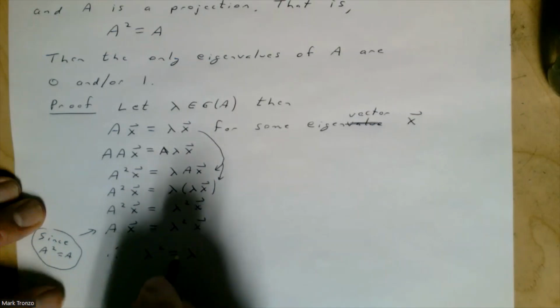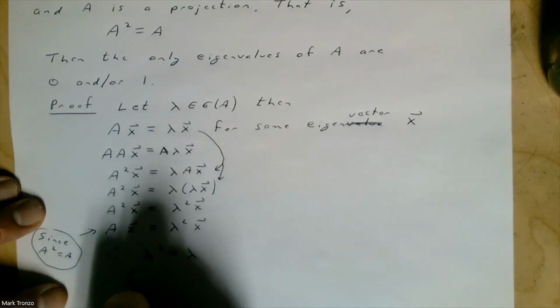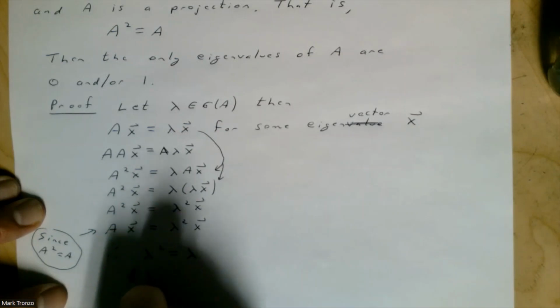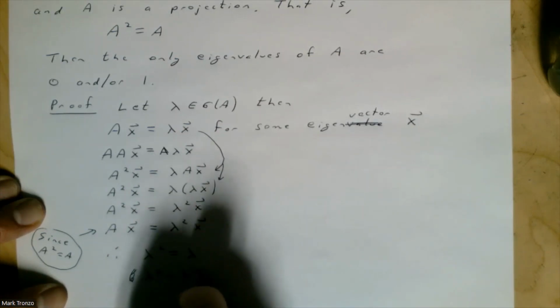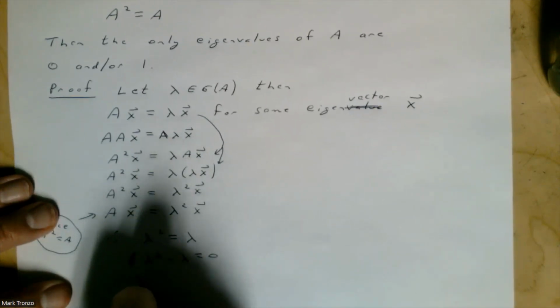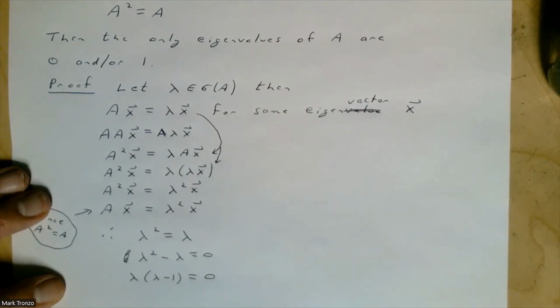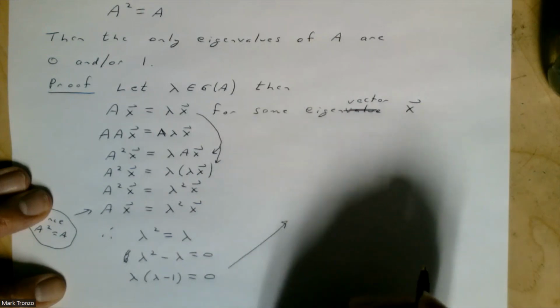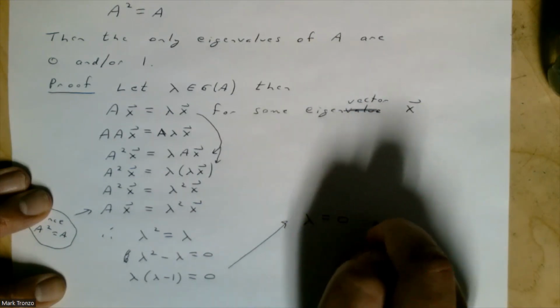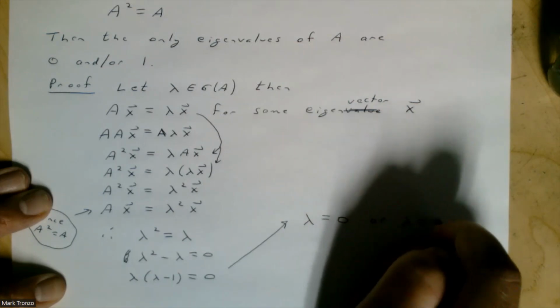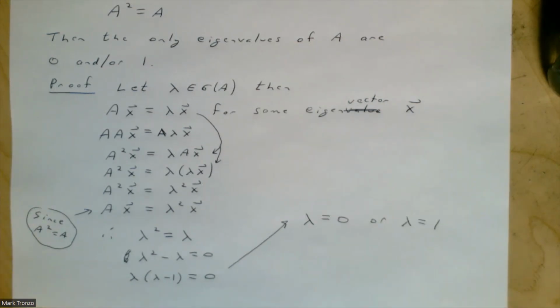And so what are the solutions to this? Let's rearrange this a little bit. If we move this to the left-hand side, lambda squared minus lambda equals 0, lambda times lambda minus 1 is 0. And lo and behold, what we get is lambda is equal to 0, or lambda is equal to 1. So for a projection, the only possible eigenvalues are lambda equals 0 and or lambda equals 1.